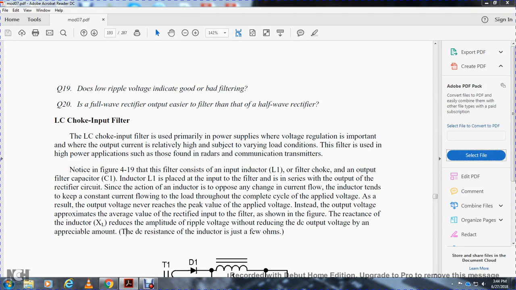The LC (inductor-capacitor) choke input filter is used primarily with power supplies where voltage regulation is important, where output current is relatively high, and where the load condition varies. The filter is used in high-power applications such as those found in radio communication transmitters.